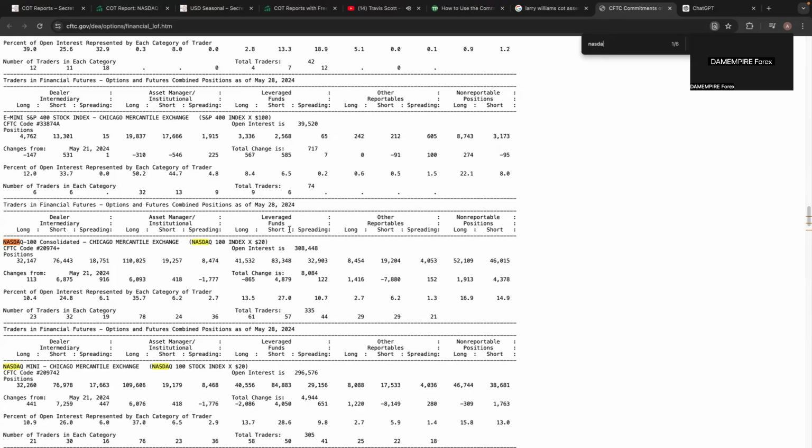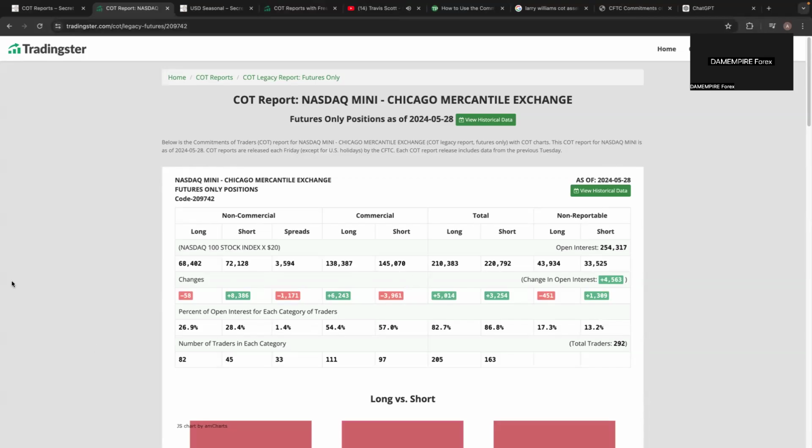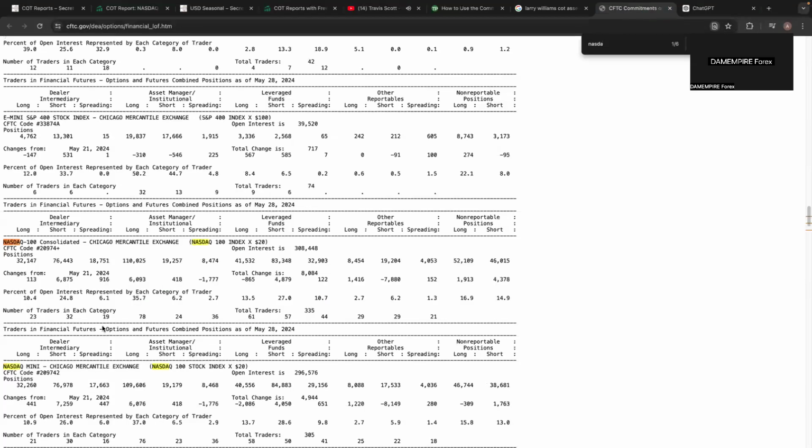Basically, this is what the raw COT report looks like. This is a more processed version, easier for the eyes to look at. This one right here is the raw version. Sometimes they carry different information, so keep that in mind.